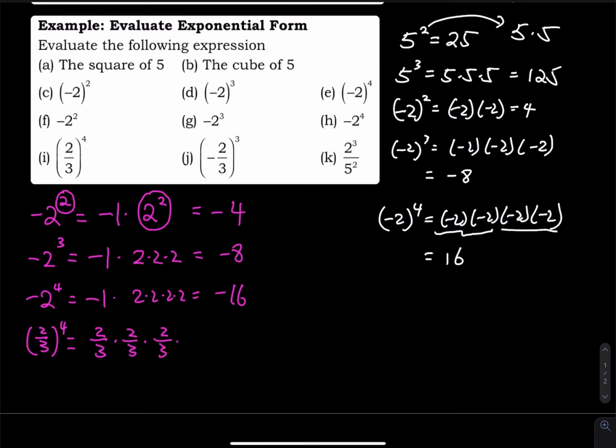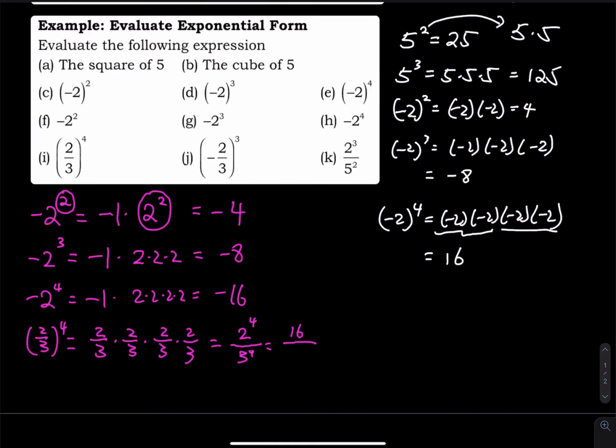2 third, 2 third, 2 third, 2 third. So numerator times numerator, denominator times denominator. So a compact form is 2 raised to the 4th, and then 3 raised to the 4th, right? So the top is 16. And then the bottom. Most people will just do this in the calculator, so let's do one by hand and one by calculator.